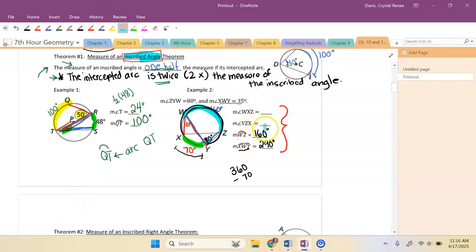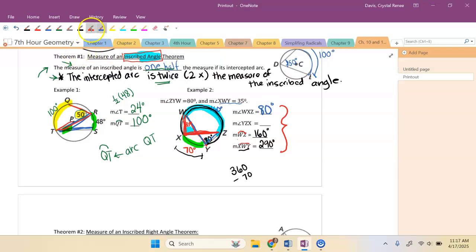Hopefully you paused it and found these 2. The first one is find the measure of WXZ. So WXZ would be this angle right here. If I draw this angle WXZ, here's my angle, and notice that it has the same intercepted arc right here, 160. That means the angle has to be half of 160, which is going to be 80 degrees.